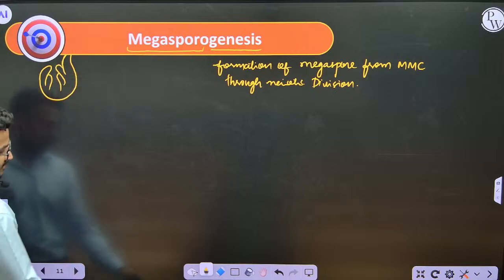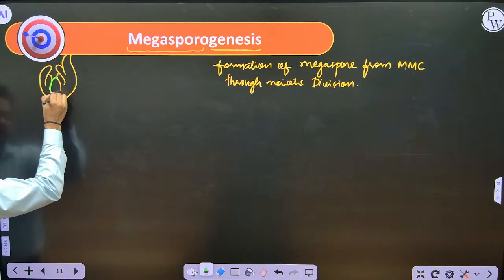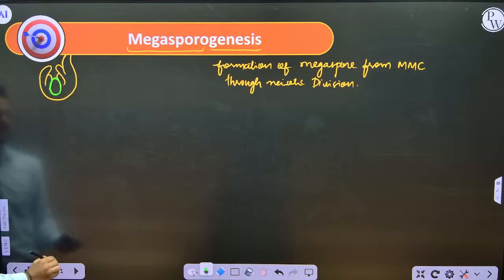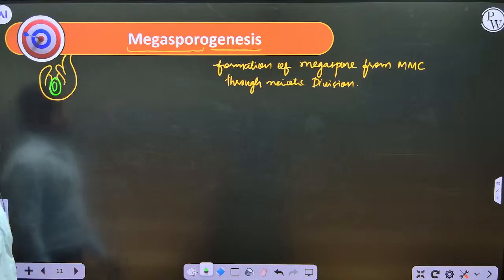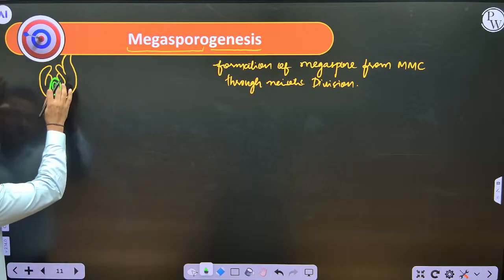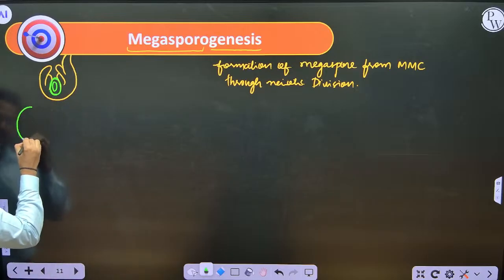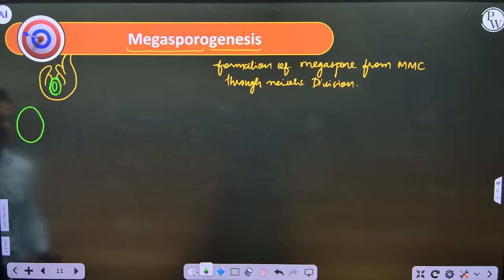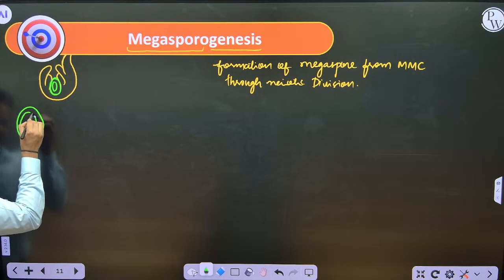So the ovule is here, and this part is the nucellus, and within that the embryo sac is seen. This is the micropylar end. Now I am taking only the nucellus part here, so I am drawing the nucellus here. It is nucellus tissue, or the nucellus cells.